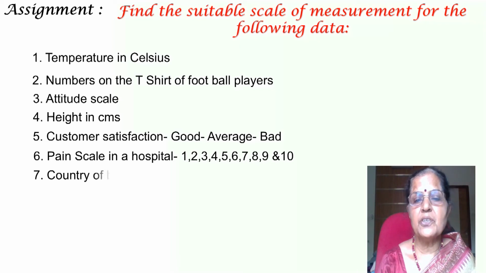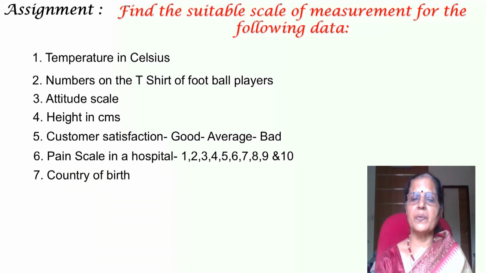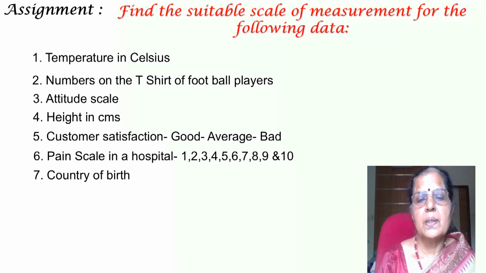And the seventh one, country of birth. It is nominal scale because the country represents just the names. There is no order. See, just check whether there is any order. Just the first condition itself is not being met. So you can stop there with this condition and conclude that it is nominal. When the first condition itself is not met, you need not go for checking further conditions. So the country of birth, is there any order? No. So it is nominal.